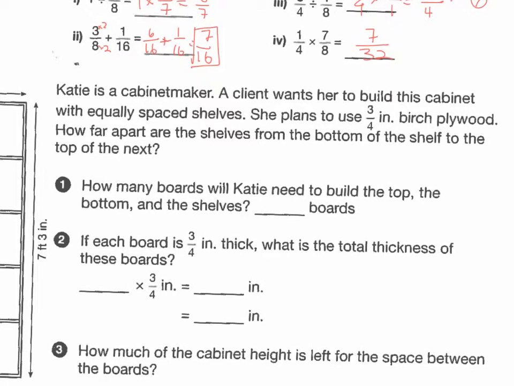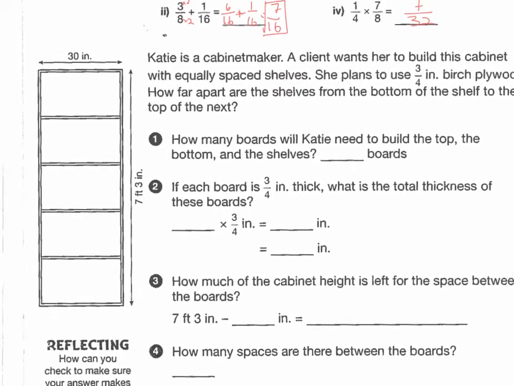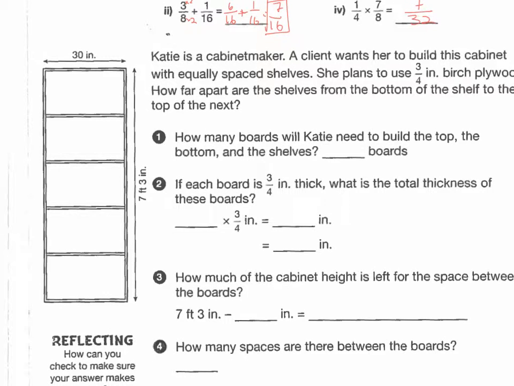Katie's a cabinet maker. A client wants her to build this cabinet, which is with equally spaced shelves. She plans to use 3/4 inch birch plywood. How far apart are the shelves from the bottom of the shelf to the top of the next? Well, the first step here, there's a diagram on the left here. How many boards will Katie need to build the top, the bottom, and the shelves? Well, she needs 6 boards.